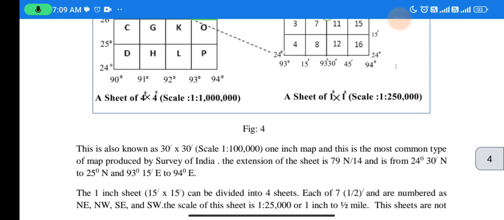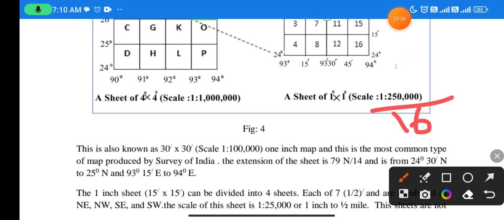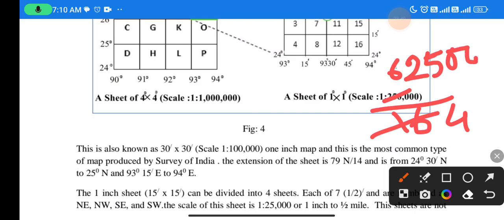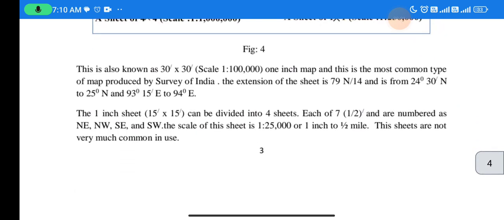It can't come 25,000. Now if I divide it into 16 as well, what will come? 4 6s are 24, then 4 2s are 8, and 4 5s are 20, and then again 20. Now again if I divide, 4 1s are 4, 4 5s are 20, and 4 5s are 20. So this is not coming to 25,000. I don't know how it has been calculated here.